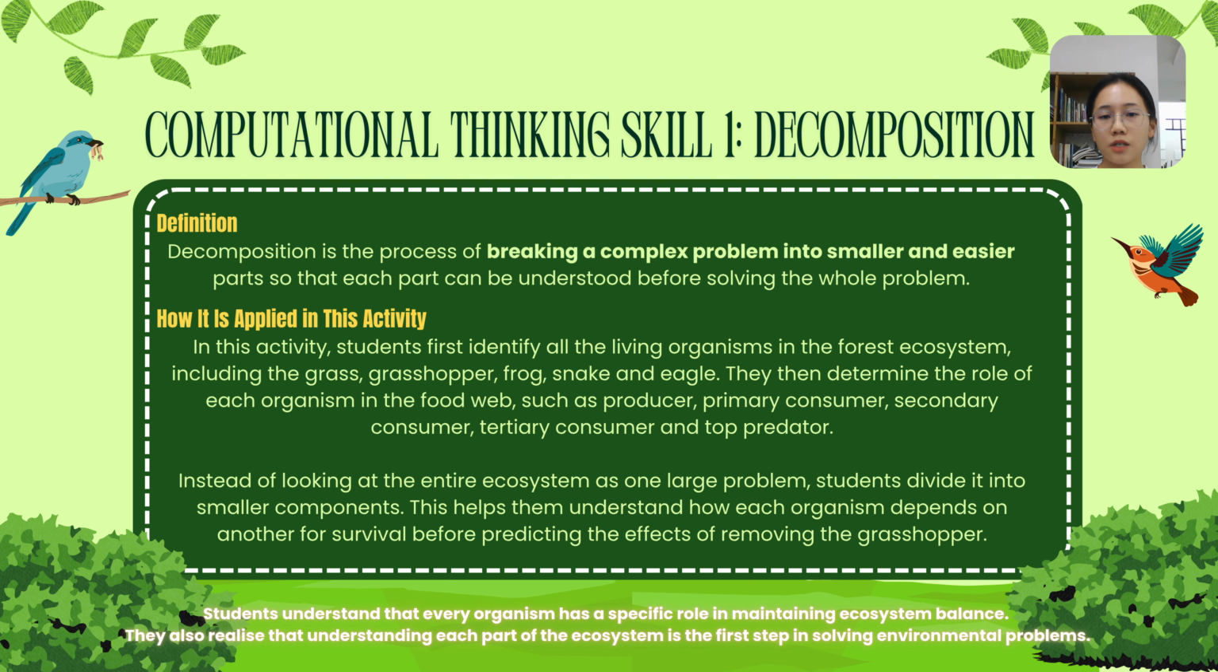They will determine which organism is the producer, which organisms are consumers, and how each organism depends on another for food. By breaking the ecosystem into smaller components, the students can understand the function of every species before studying the overall ecosystem. This makes the complicated science problem much easier to solve.